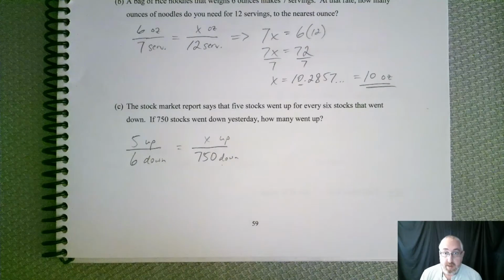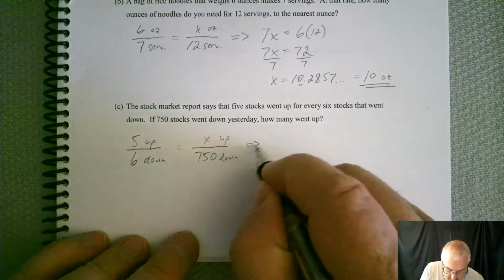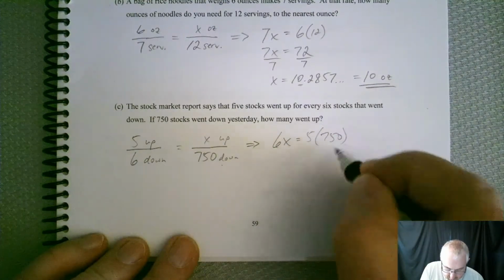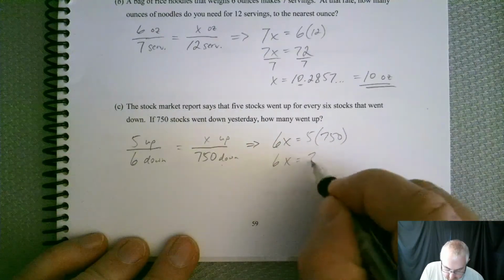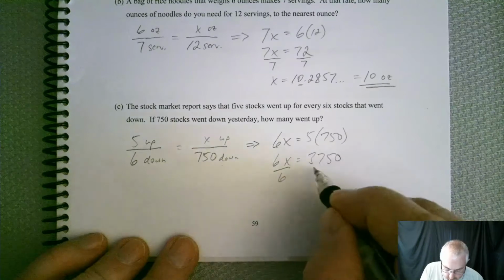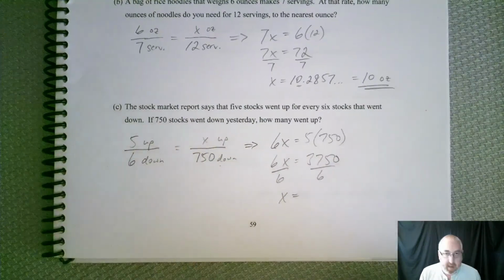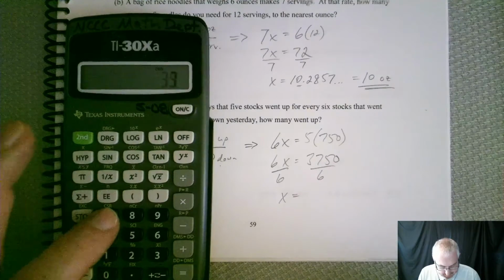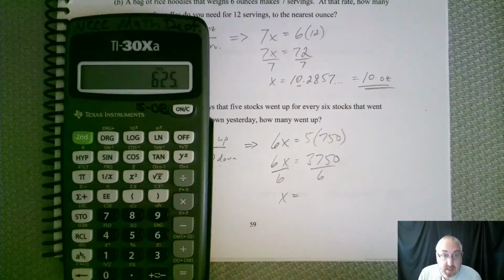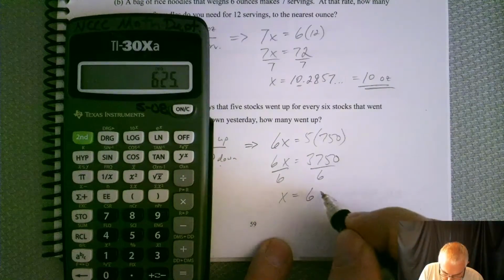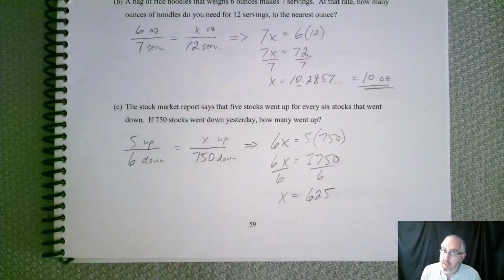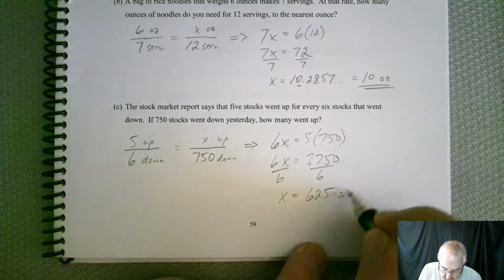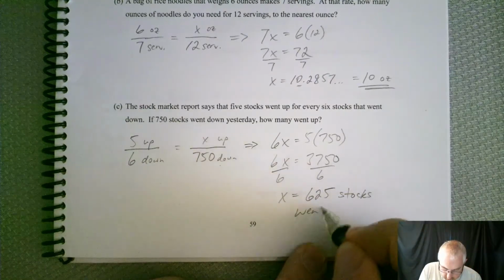All right, same thing as before. Cross multiply and divide. Let's do the 6 and the x first: 5 times 750, I think, is 3750. Then let's get that 6 out of there. And again, as much as I know math, I like to make sure. Divided by 6 equals 625. All right. Now, how should we label this? We don't want to just say up, but remember it was stocks still. So 625 stocks went up.